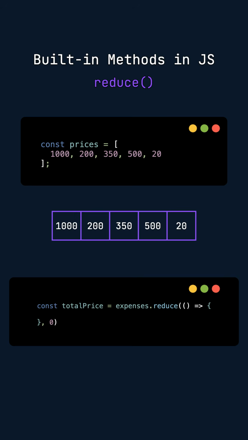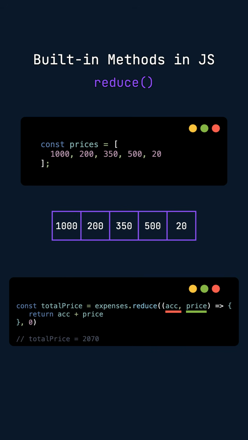The first parameter is a function, and the second is the starting point, or the initial value. In our case, it's 0. Now let's talk about the function that takes in different parameters. The first one is called the accumulator. It's actually the final value that we are accumulating. In our case, it's the total price. The second parameter is each item of the list.